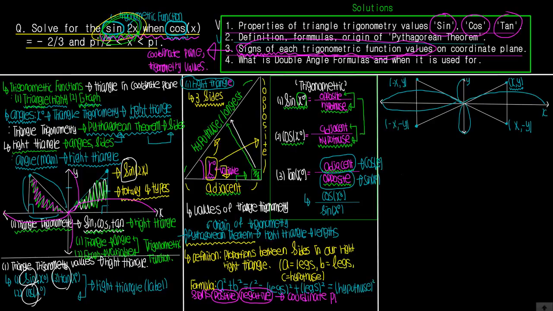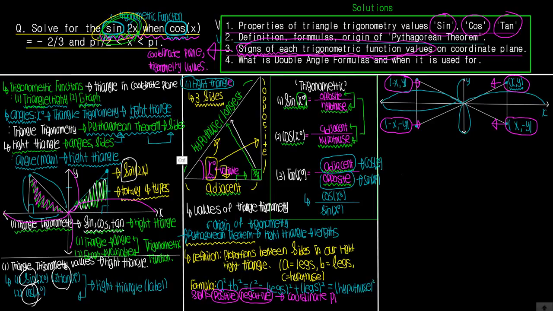And so, to remind yourself: for the first quadrant, x and y should both be positive. For the second quadrant, the x value is negative and the y value is positive. For our third quadrant, the x and y values should both be negative. And our last one will be x, negative y, where the x value, the input of our function, should be positive and the output of our function should be negative. So this was what the signs of each trigonometric function value on the coordinate plane were going to be.